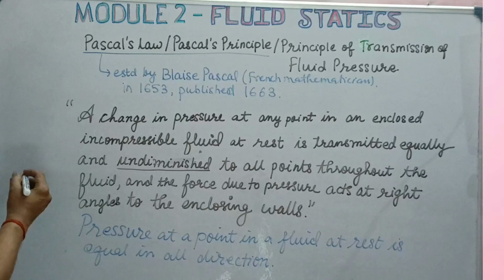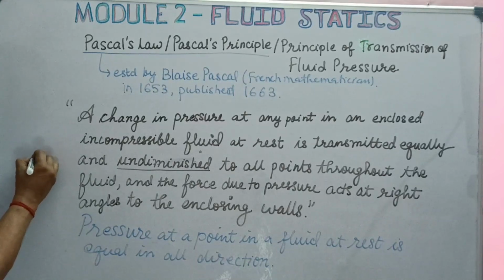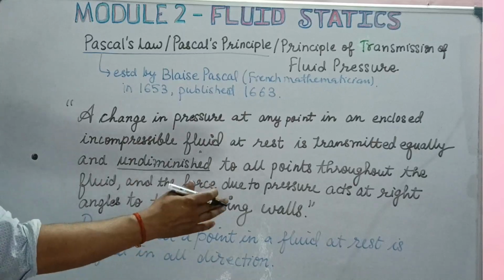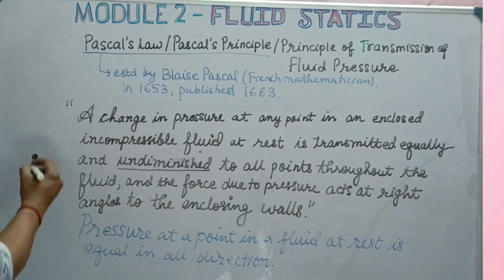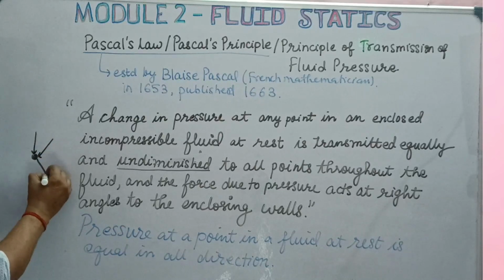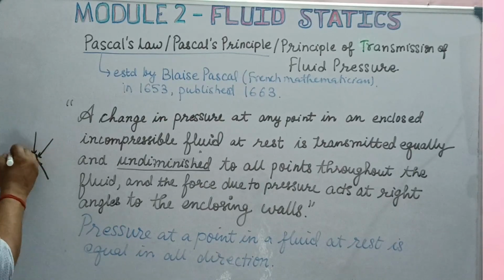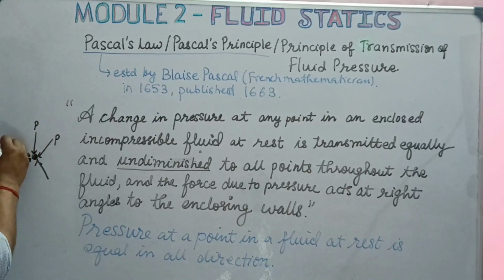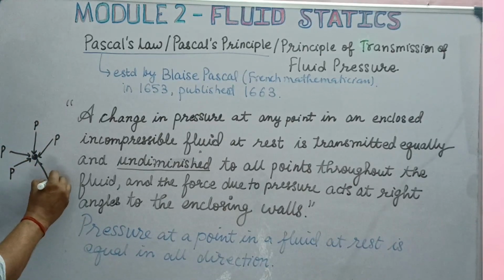Or if we draw, suppose this is a point upon which the pressure will be acting. So a pressure at a point in a fluid at rest is equal in all directions. So it is acting upon any point, the pressure will be equal. Means if you take the magnitude, it will always be same at that given point.